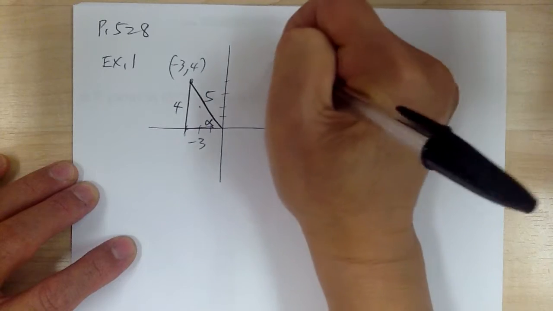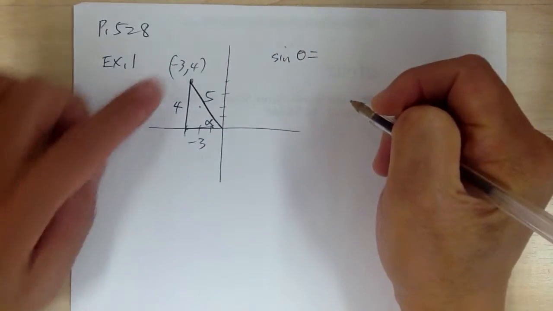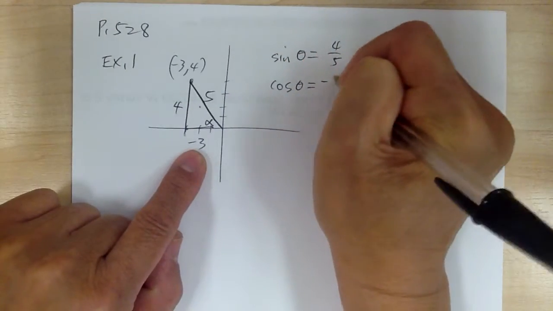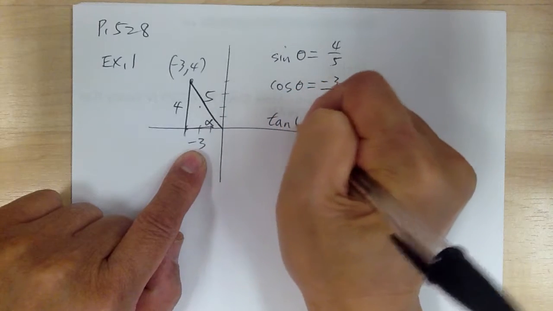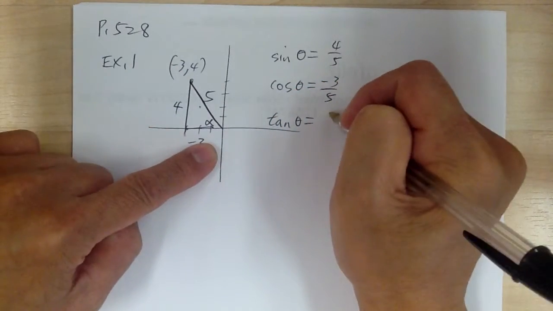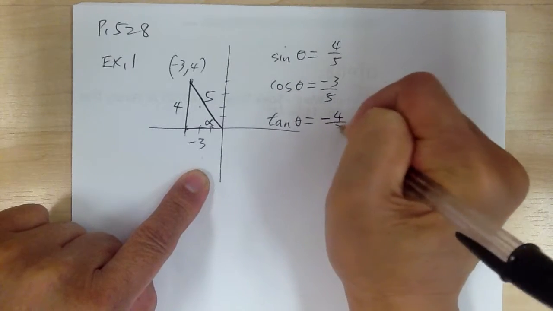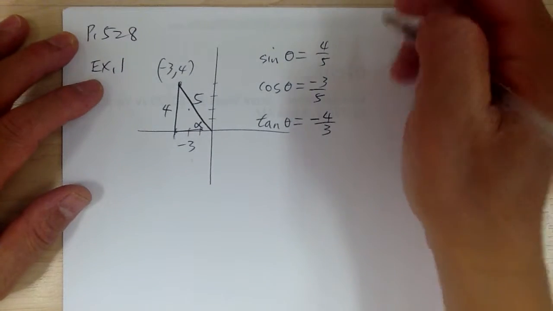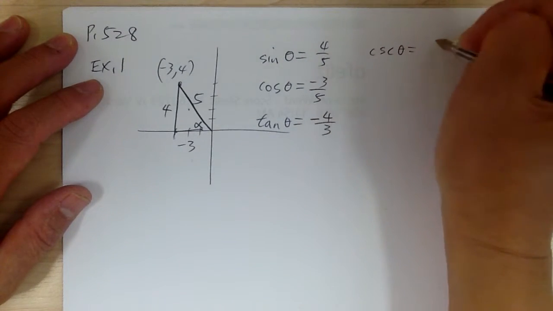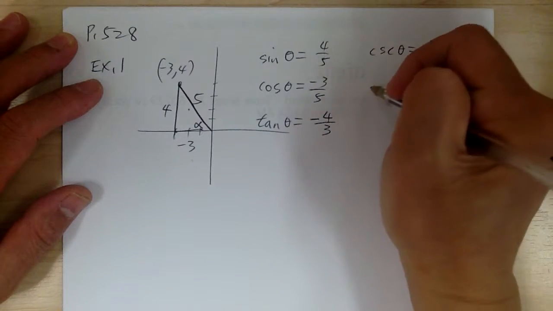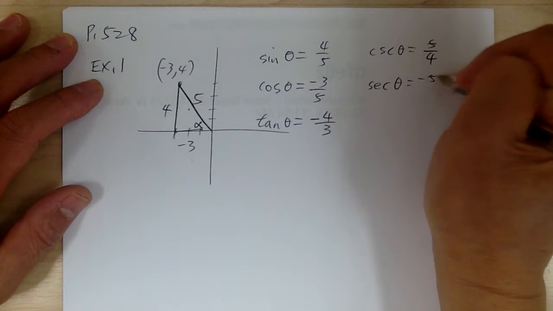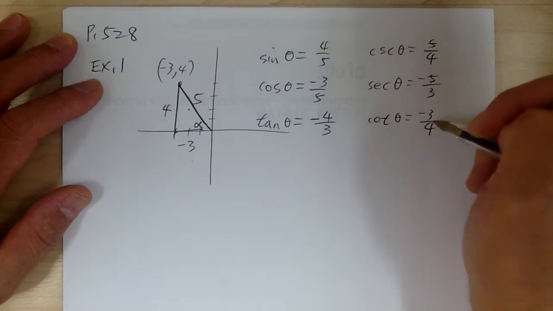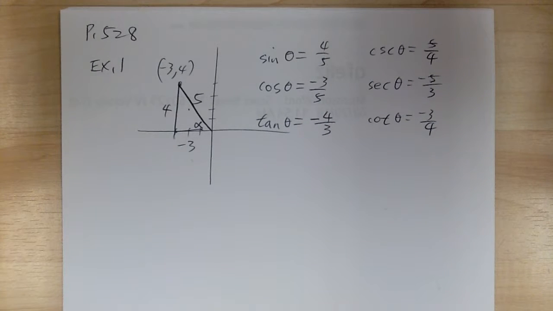So you're going to get sine theta. Sine is vertical, so it'd be 4 over 5. Cosine theta is horizontal, it'd be -3 over 5. And tangent theta is y over x, so it'd be 4 over -3. So I'm going to put a negative on top. Okay. So -4 over 3. So now you do the secondary ones. The cosecant would be 5 over 4, the secant would be -5 over 3, and the cotangent would be -3 over 4. And that's it. So again, nothing new.